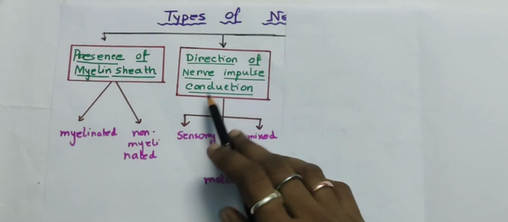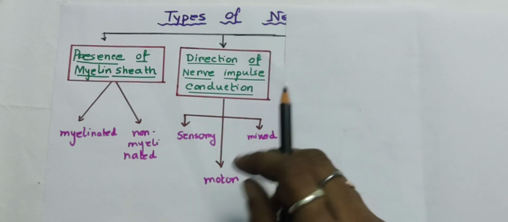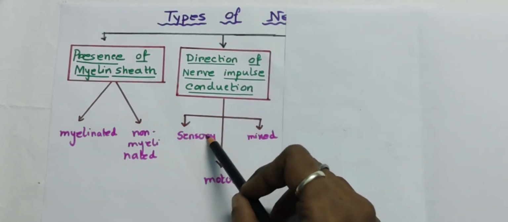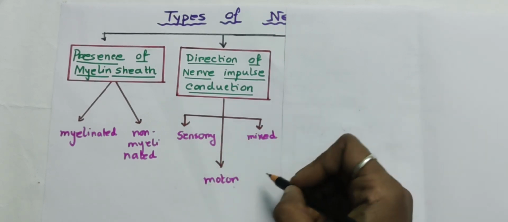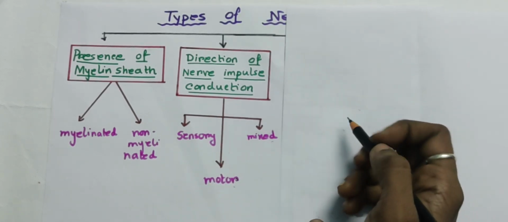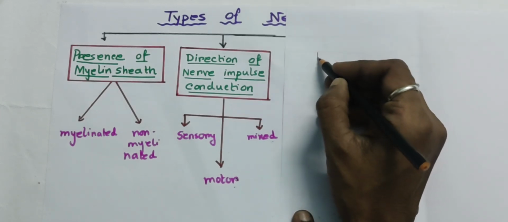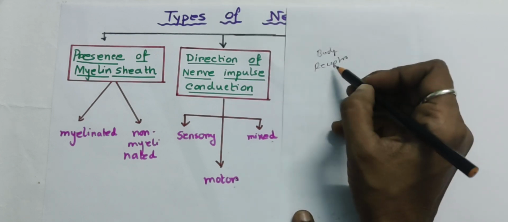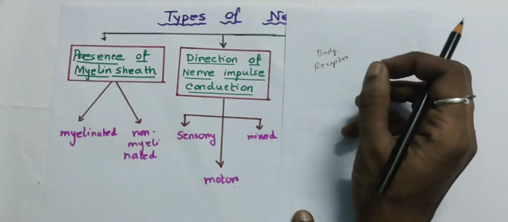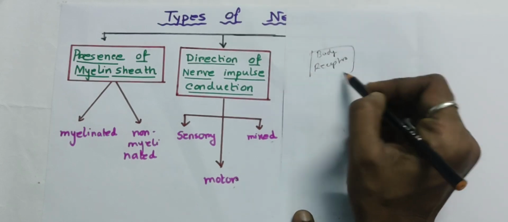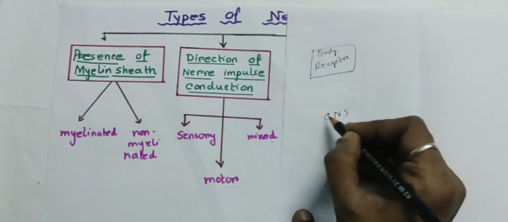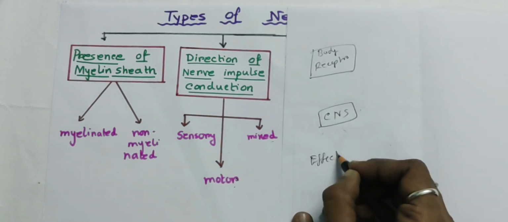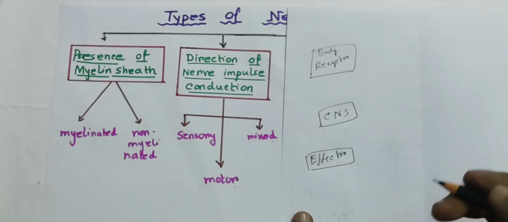Next is the direction of nerve impulse conduction, to which direction the impulse is conducted. Based on this, nerves are of three types: sensory nerve, motor nerve and mixed nerve. Suppose this is our body, receptor is there which receives the stimulus. This is the central nervous system, and this one is the effector, from where the response comes out.